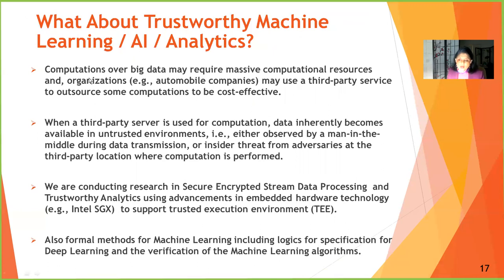So one thing is, computations over big data may require massive computational resources. We can use a third-party service to outsource some of the computations. When a third-party service is used for computation, data inherently becomes available in untrusted environments, where it is either observed by a man in the middle during data transmission or exposed to an insider threat from adversaries at the third-party location where computation is performed.